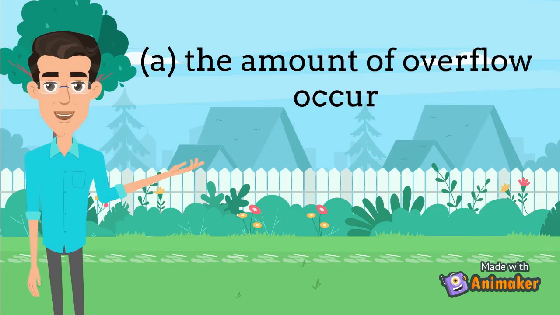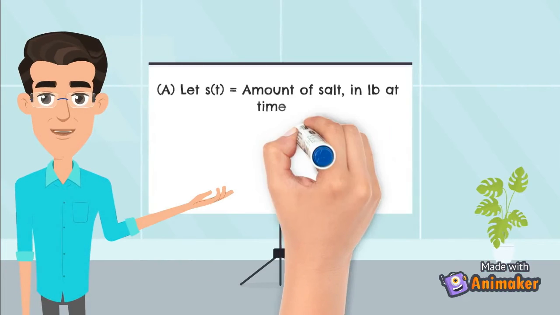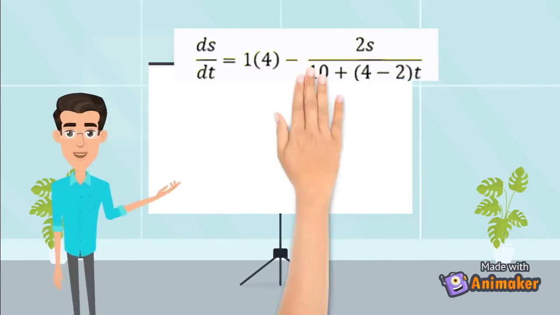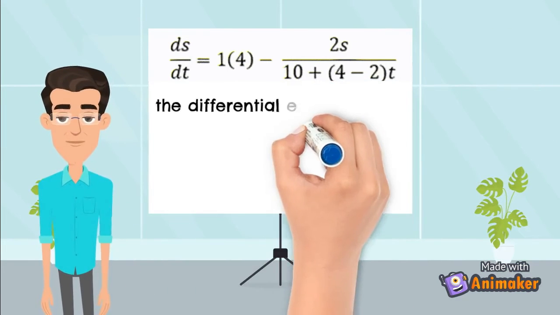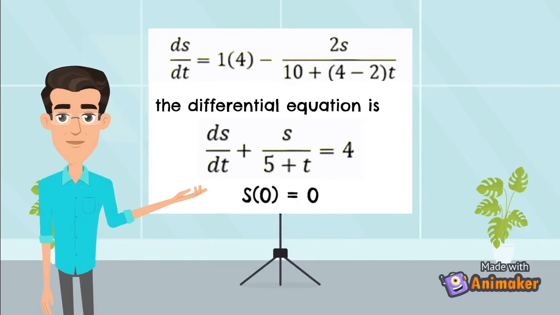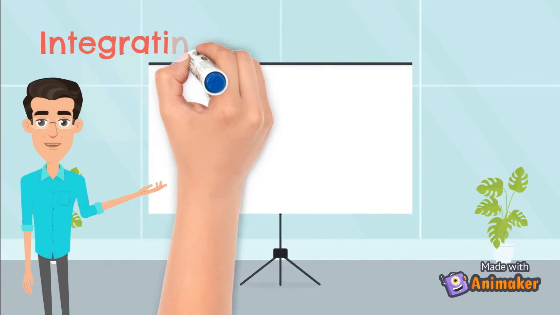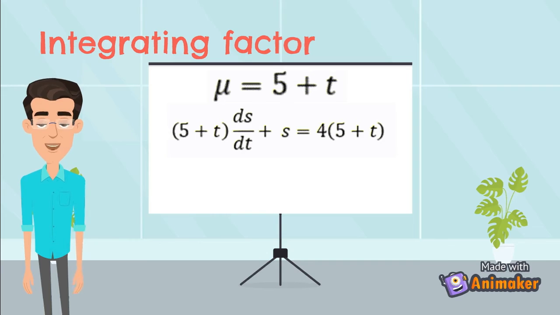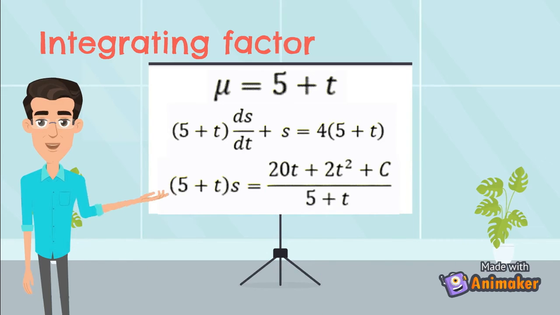First question is how to calculate the amount of time required for overflow to occur. Let S(t) be the amount of salt, in pounds, at time t. ds/dt equals rate of salt into tank minus rate of salt out of tank. ds/dt equals 1 times 4 minus 2s divided by 10 plus 4t minus 2t. The differential equation is ds/dt plus s/(5 plus t) equals 4, with s(0) equals 0. Integrating factor mu equals 5 plus t, so (5 plus t) ds/dt plus s equals 4(5 plus t).